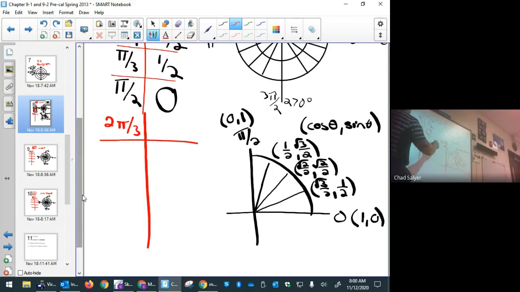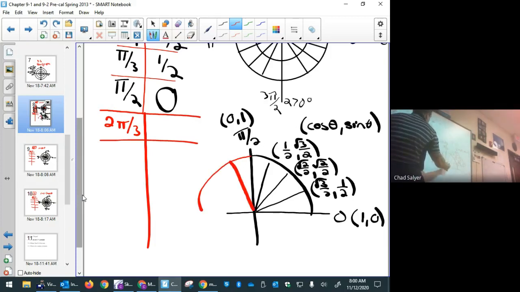So let's go to the values in Q2. So we'll do 2 pi over 3, which would be this next radial arm. And then 3 pi over 4.